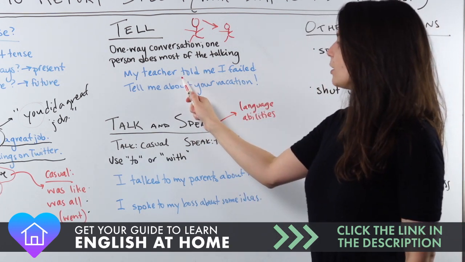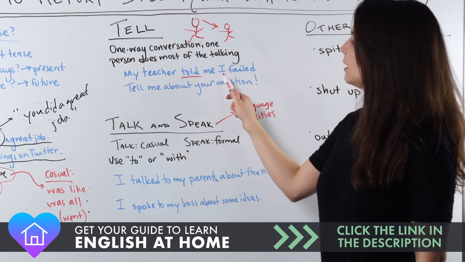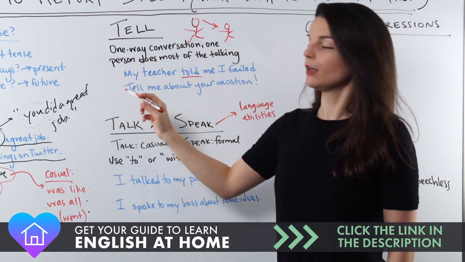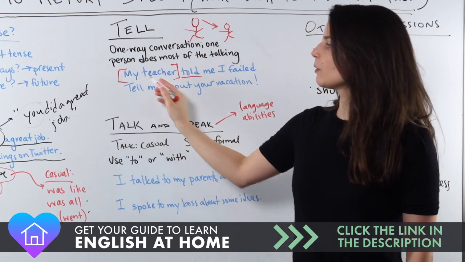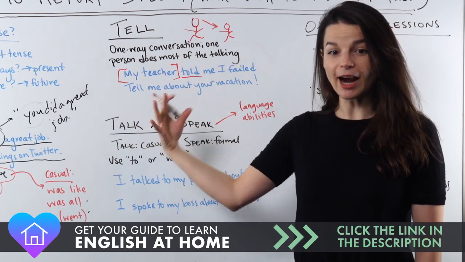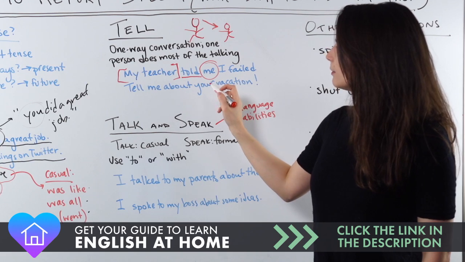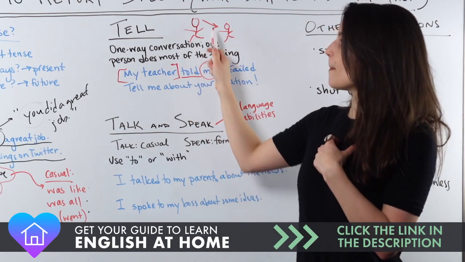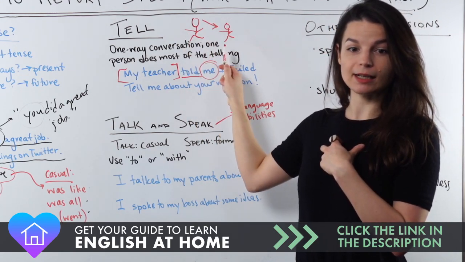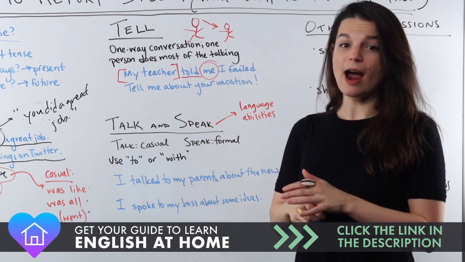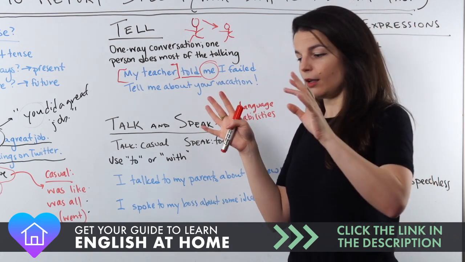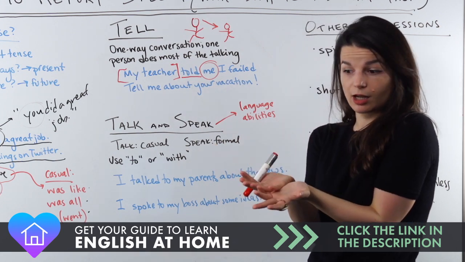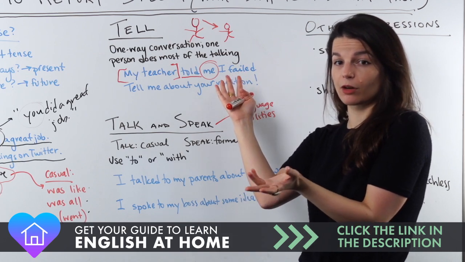For example, my teacher told me I failed. Oh, it's not a very positive example sentence. But just like with said, before the verb we have the person speaking, and after the verb, me. So who is the person receiving the information? In this example sentence, my teacher told me I failed. Oh no. So here, I don't have to say anything. I just received the information. That's the feeling with the verb tell.